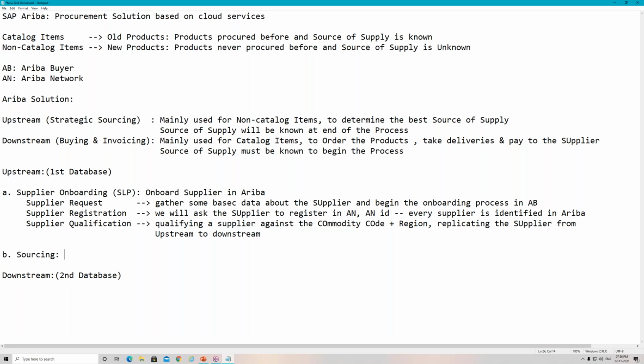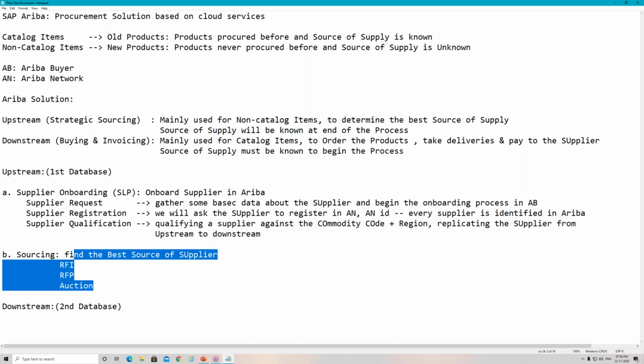Sourcing. What is sourcing? All of you will say, sourcing is, Manoj, to find the best source of supplier. And I will say exactly correct. What are the different sourcing processes? RFI, RFP and auction. A lot of consultants and participants generally ask me, Manoj, how will we go ahead with sourcing project implementation?